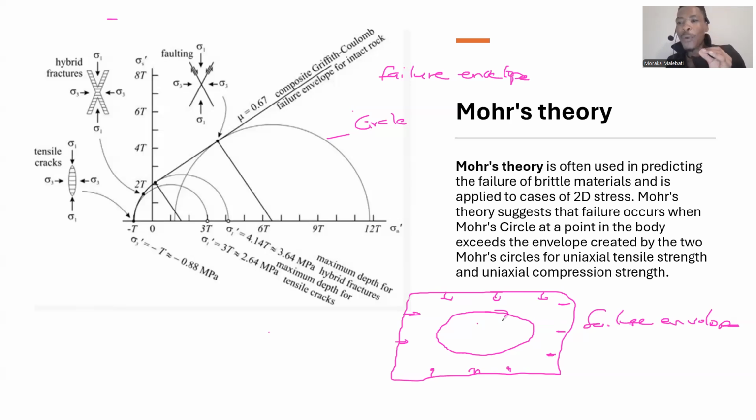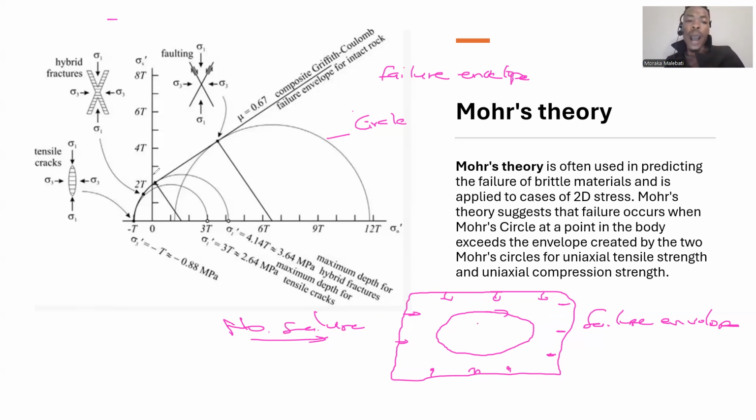So as long as this Mohr circle or this balloon does not touch this failure envelope, then there is no failure. So it means the material is good. But now, if you were to overinflate it, it will definitely touch the failure envelope. So when there is a touch, the balloon will definitely burst. So that's where we start to have the failure. So basically that is that.